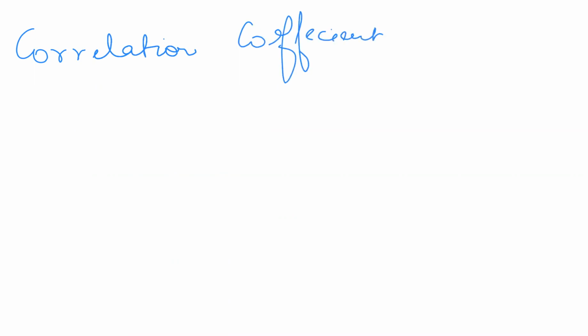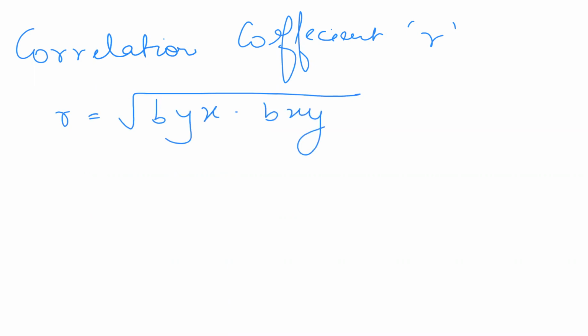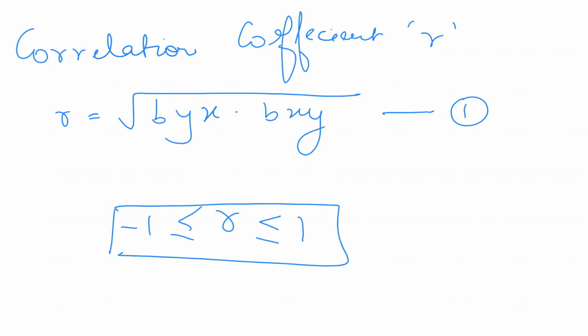Fine. Next part of the question, they are asking the correlation coefficient between x and y. That is denoted by small r. Small r is nothing but the correlation coefficient between x and y. The formula for small r is equal to root of byx into bxy. So you need to find out byx and bxy, and then you can just calculate the value of r. And always remember, small r always lies between minus 1 and 1. Correlation coefficient always lies between minus 1 and 1. We have a very standard and fixed procedure for this, which we have to understand right now.